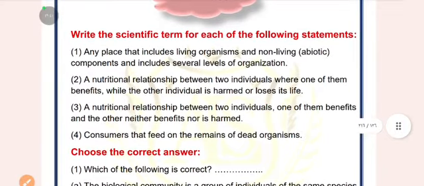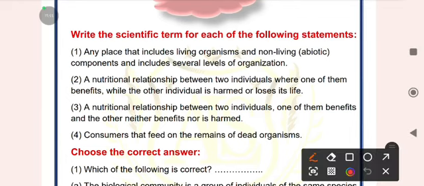Let's answer the exercise. Write the scientific term. Any place that includes living and non-living components and includes several levels of organization. This is ecosystem. Yes.